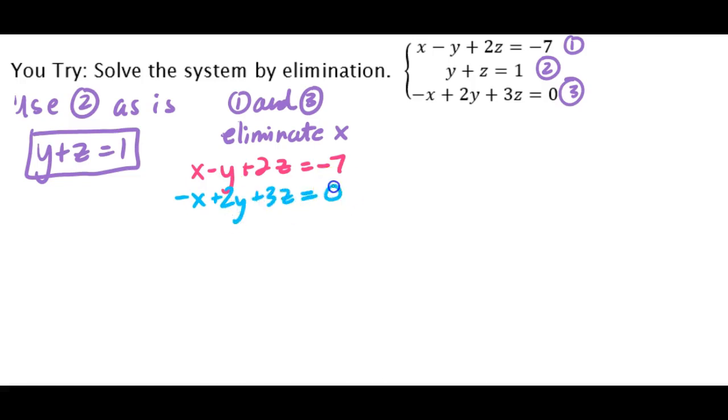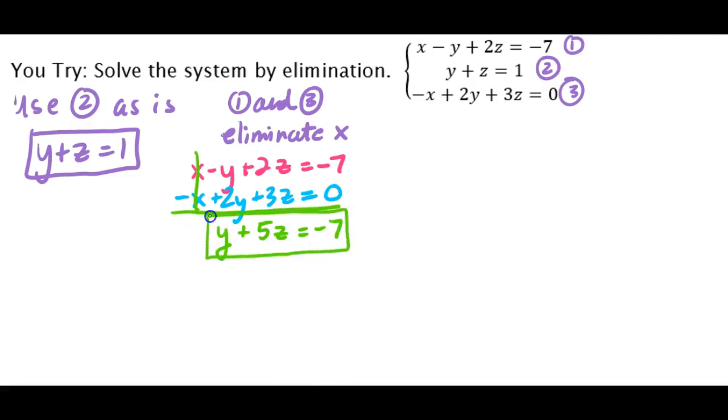And I'm trying to get rid of x. So that means I need my x values to be the same number but opposite signs, and they actually already are. If you look at my equations here, I have x and minus x. So those are going to cancel. So when I add these together, negative y plus 2y is just 1y. 2z plus 3z is positive 5z, and then negative 7 plus 0 is negative 7.